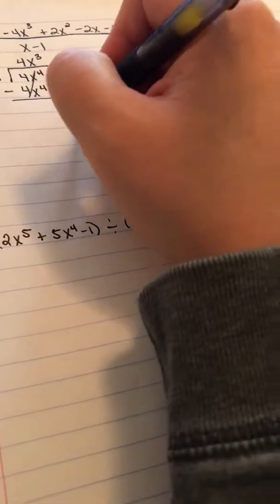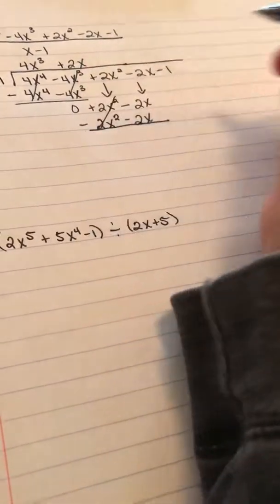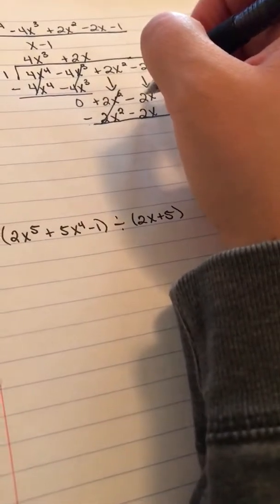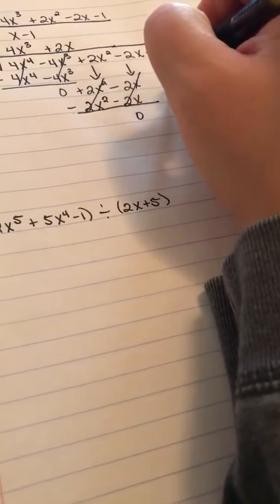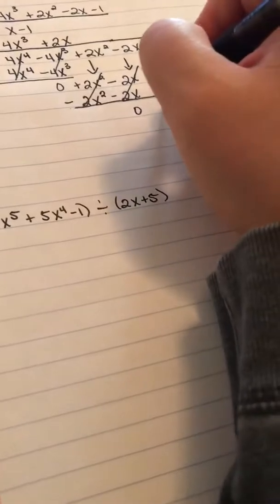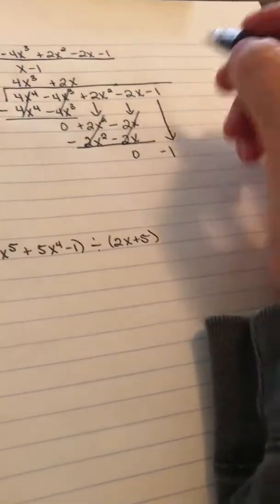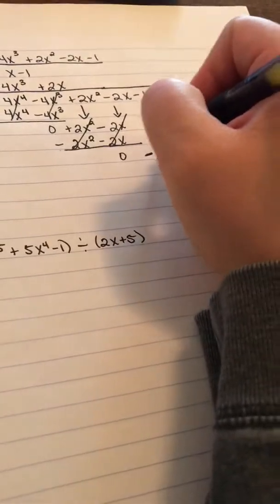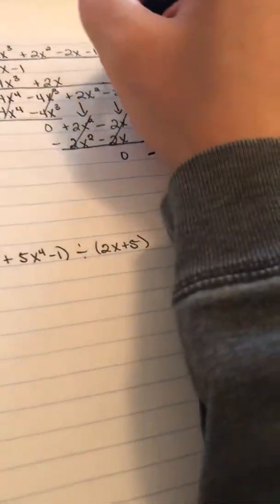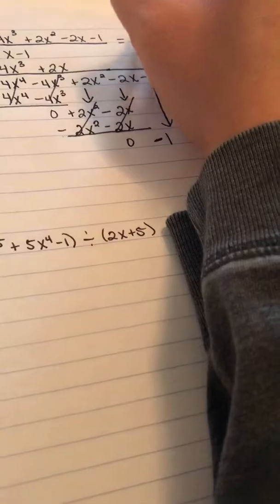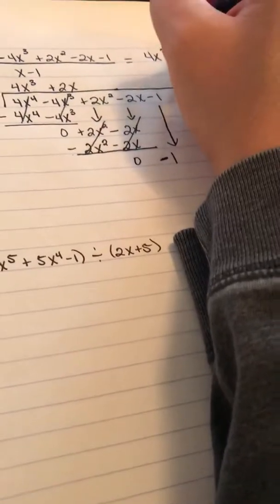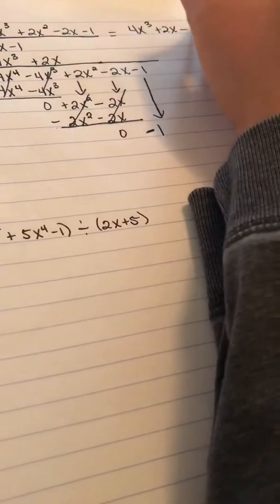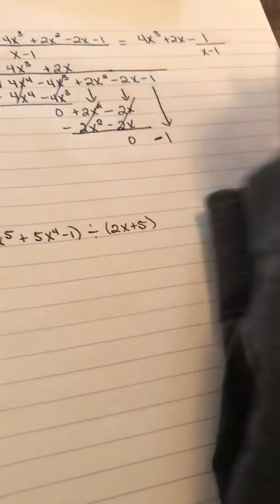Again, we're going to subtract. 2x squared minus 2x squared cancels. Negative 2x minus negative 2x is positive, it cancels. And we're left with 0, and we only have one thing left to drop down. So there's nothing else to drop down, so we're just left with a negative 1. So again, there's our remainder. So your answer will be 4x cubed plus 2x minus 1 over x minus 1.